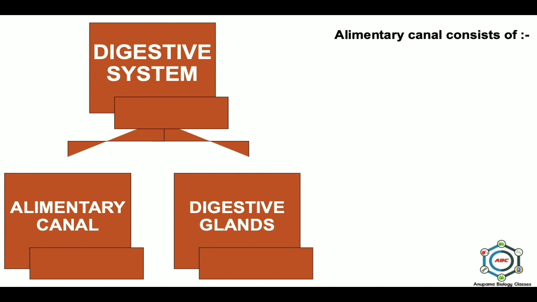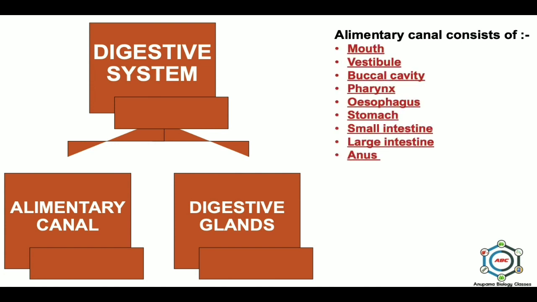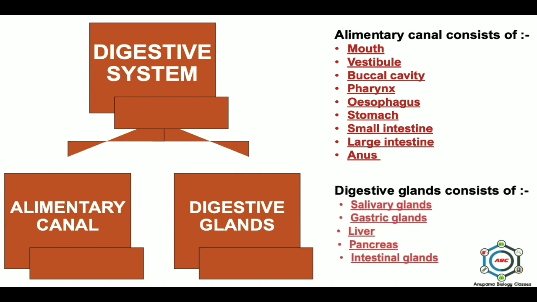Alimentary canal is a combination of different organs like mouth, vestibule, buccal cavity, pharynx, esophagus, stomach, small intestine, large intestine, and anus. So, alimentary canal starts from mouth and completes on anus. Next, digestive glands. The digestive glands are a combination of salivary glands, gastric glands, liver, pancreas, and intestinal glands. These glands secrete different types of enzymes which help in the process of digestion.